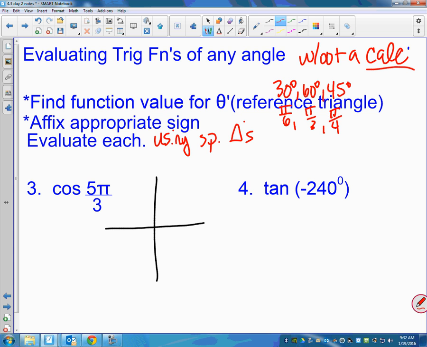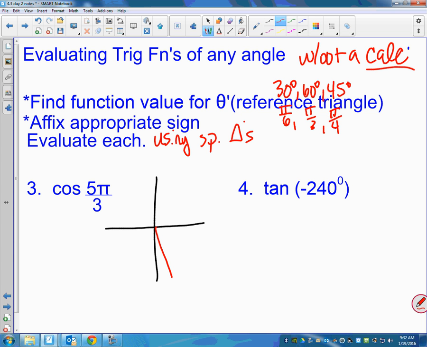Do you agree with that? 6 pi thirds, 6 over 3, is 2 pi. So that just means it's 1/3 away from 2 pi, which tells me it's in quadrant 4. Maybe you can just count all the way around. This is 9 pi 6. So you can know 10 pi 6 is down here in quadrant 4.